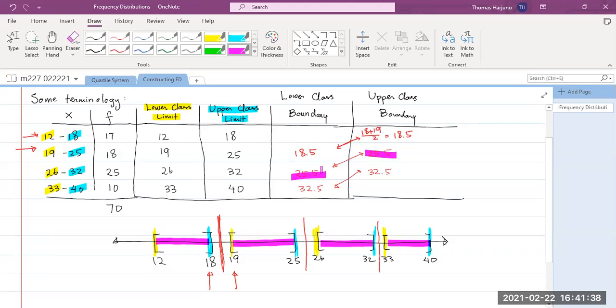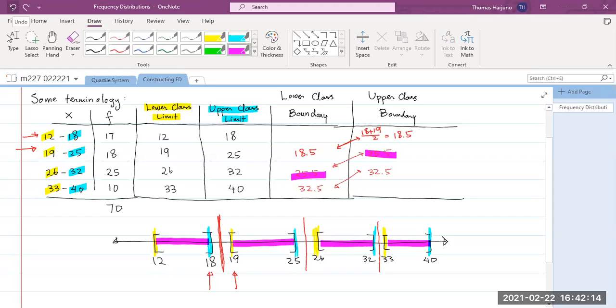If you are 25 years old plus 3 months, that's still less than 25.5, then you fall into this class. Even though you are over 25 years old already, you are still not qualified for the next class. However, if you are 25 years old plus 10 months, then you are actually closer to 26. You are closer to this class compared to this class. That's the logic behind the need for using boundaries.